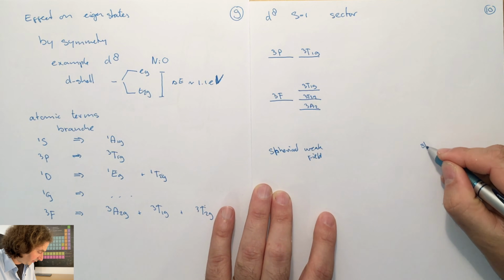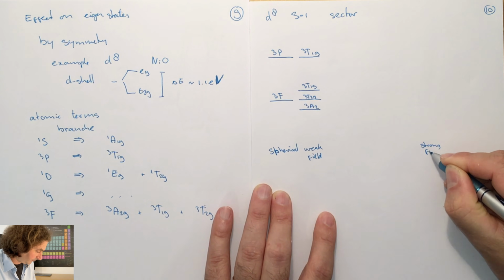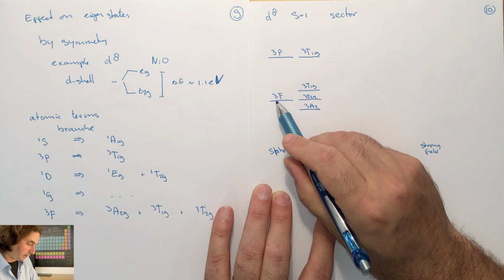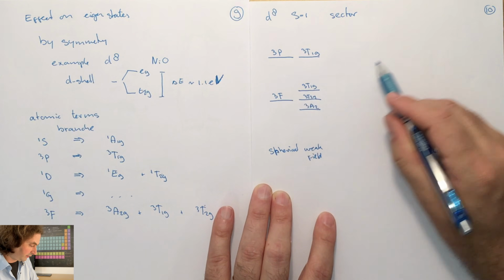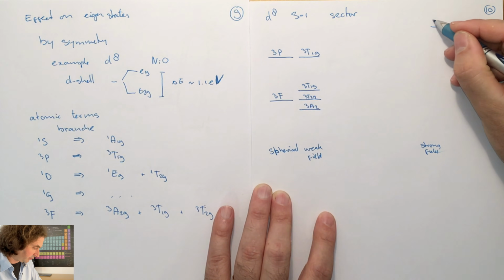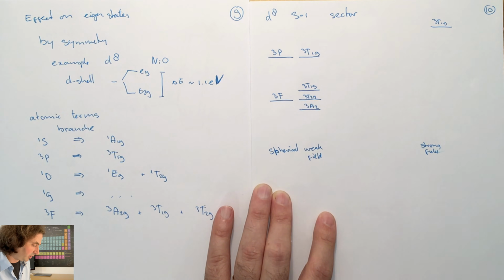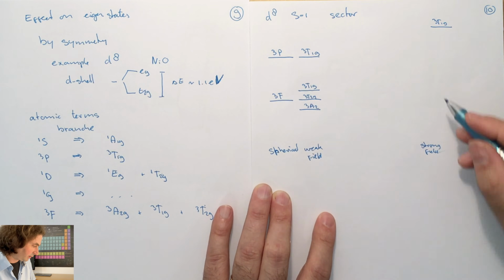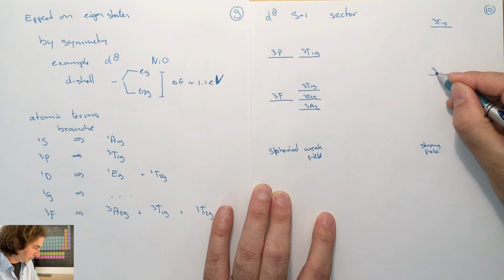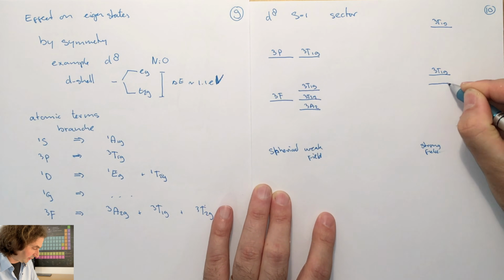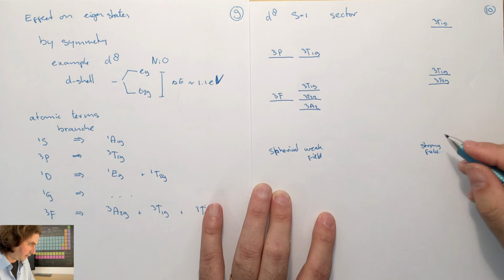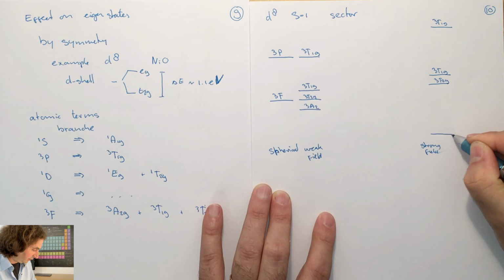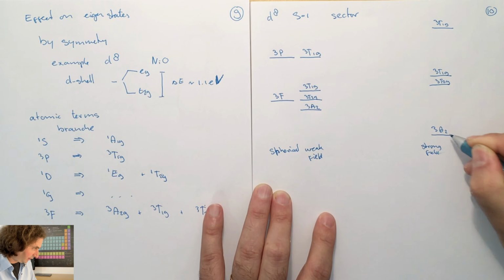Now we can have a look at the strong field limit. And in this case, we have here a splitting just continuing, becoming a triplet T1g. We have the triplet T1g here, that becomes together with the triplet T2g, a near degenerate state. And then we have the triplet A2.